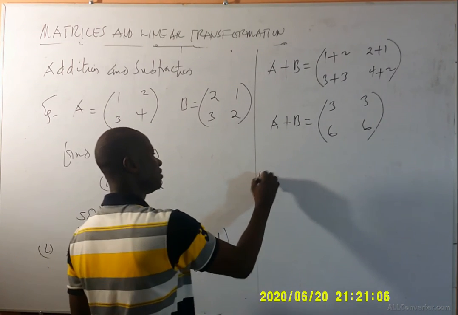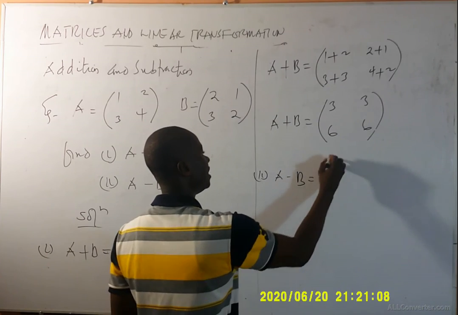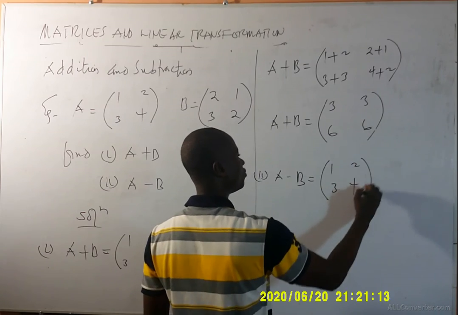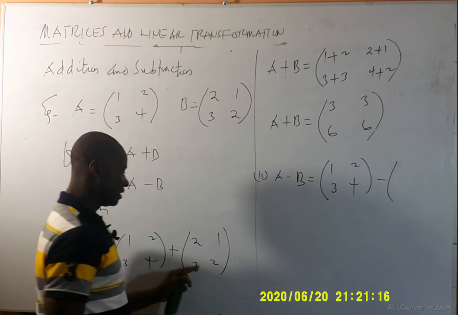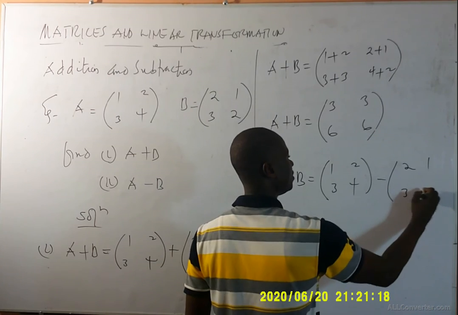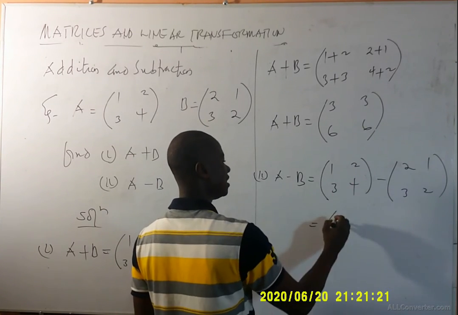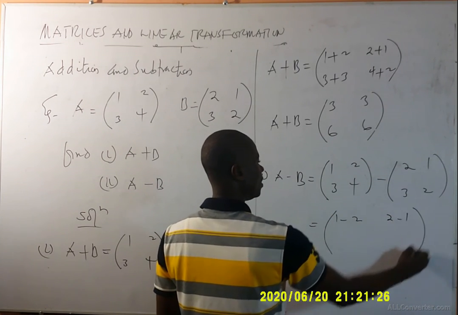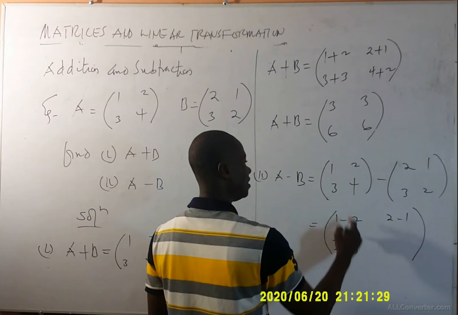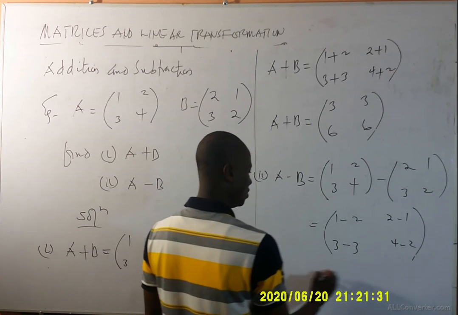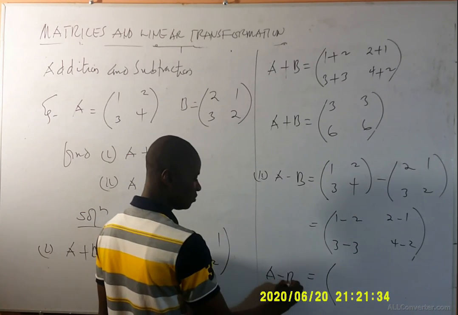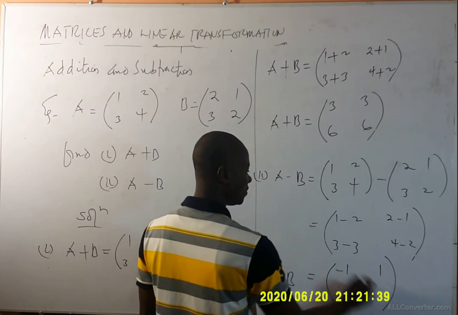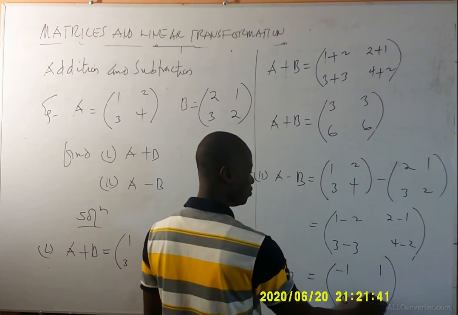And now we look at the second question, A minus B. If it is A minus B, then A is 1, 2, 3, 4, minus 2, 1, 3, 2, and this will be equal to 1 minus 2. You leave a space, you have 2 minus 1, then we have 3 minus 3, then we have 4 minus 2. So in all, our A minus B will be equal to 1 minus 2 is minus 1, 2 minus 1 is 1, 3 minus 3 is 0, and 4 minus 2 is 2. So this is A minus B.